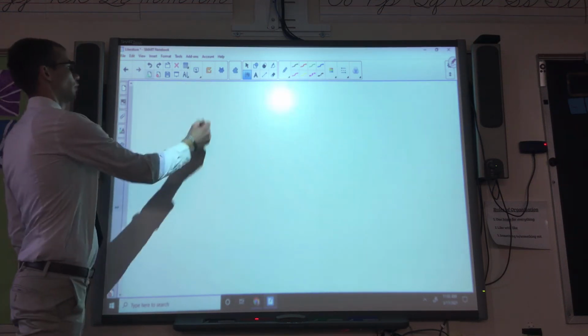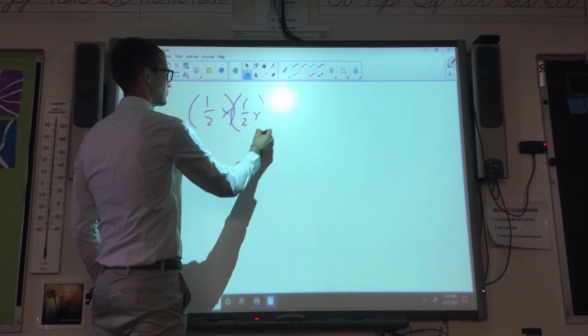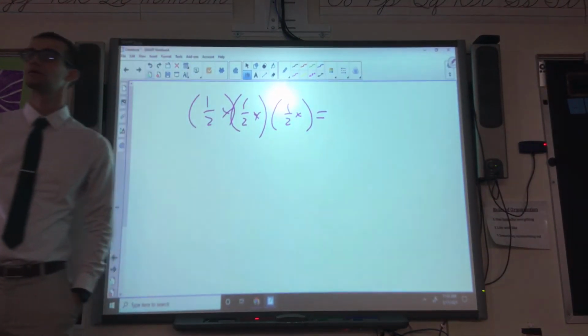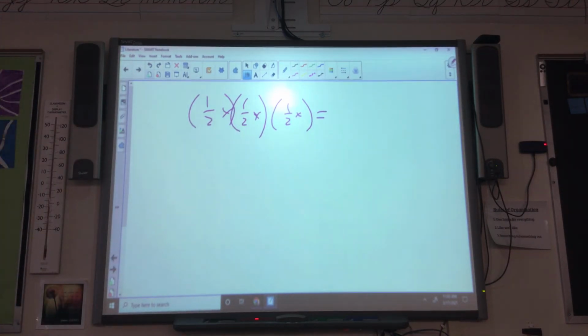Okay. What if I have 1/2 x times 1/2 x times 1/2 x? What does that look like? That's weird. 1/2 x times 1/2 x times 1/2 x. What is it? Oh no, there's a variable.